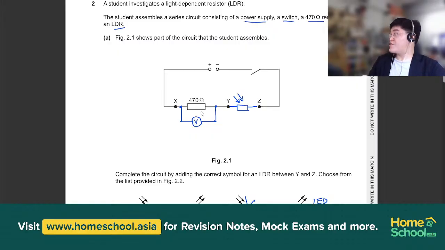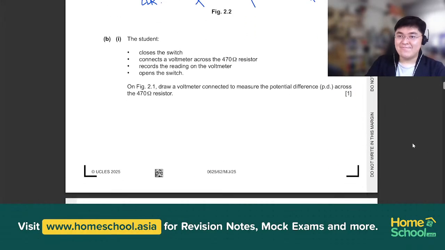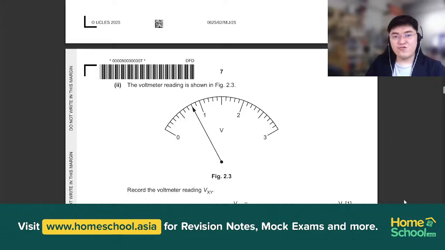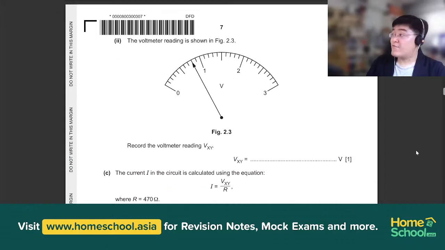So pretty much that is how the voltmeter is connected to the 470 ohm resistor. This should be connected in parallel. Please remember that. By doing so, you get your 1 mark. Great. So let's move on to part 2 of our question.